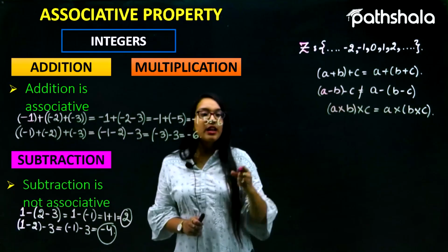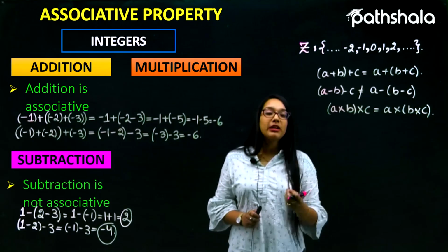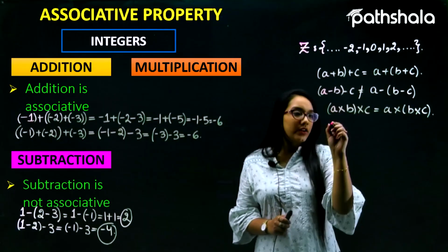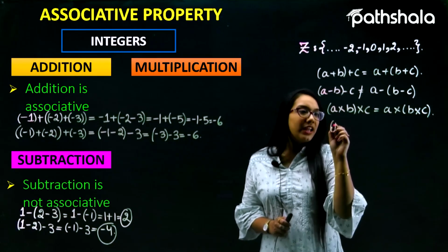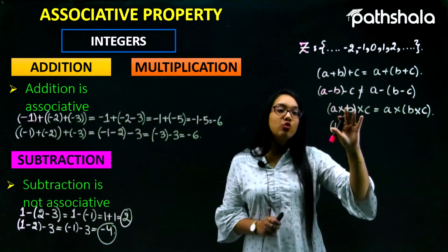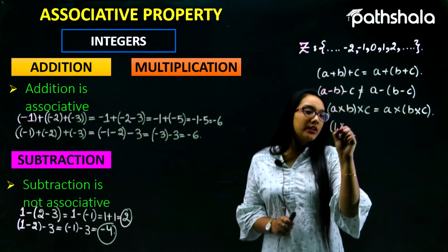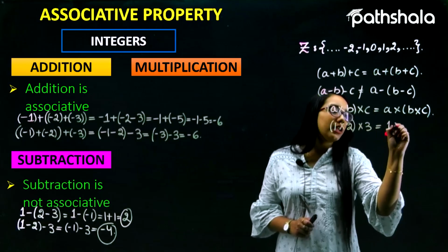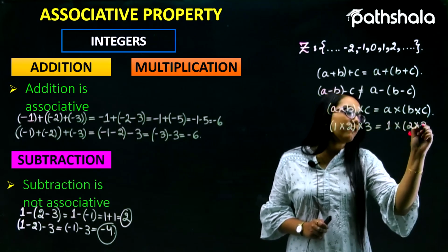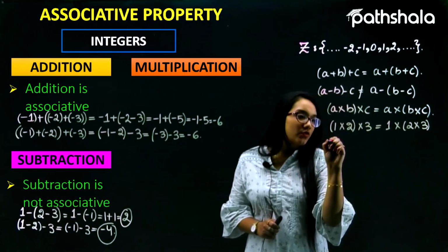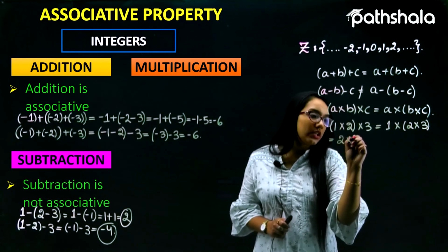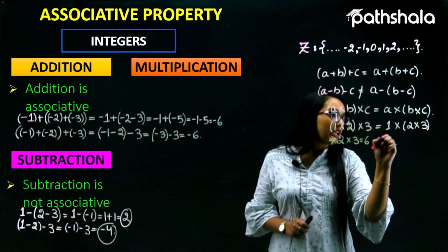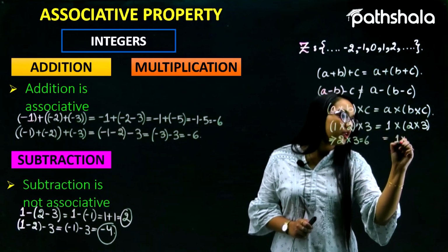Let's take 1, 2 and 3. If I multiply 1 into 2 into 3 in this particular manner, I'm taking A as 1, B as 2 and C as 3. So 1 into 2 into 3 will be the same as 1 into 2 into 3. Why so? Because the answer of the first one is 1 into 2, which is 2, into 3, which is nothing but 6. And the answer of this one is 1 into 3 2 is 6.